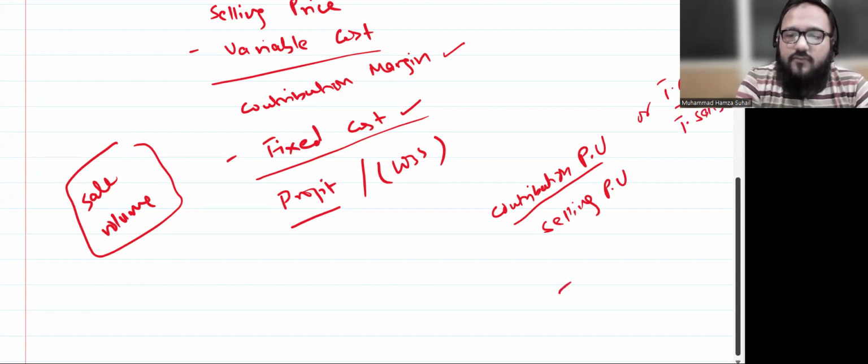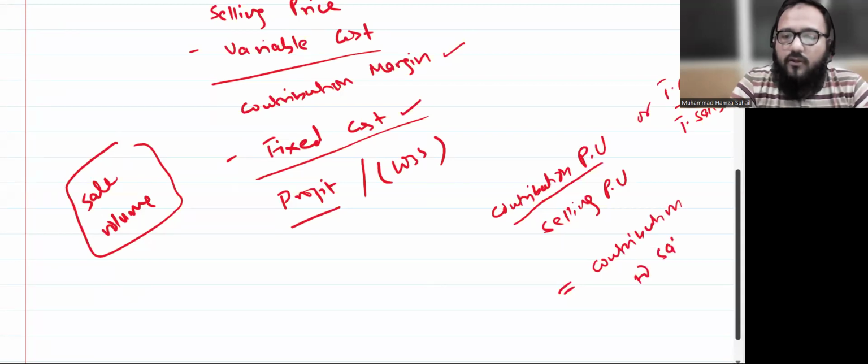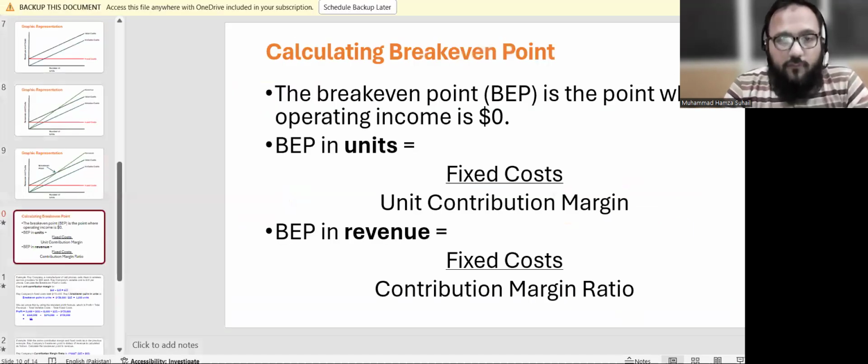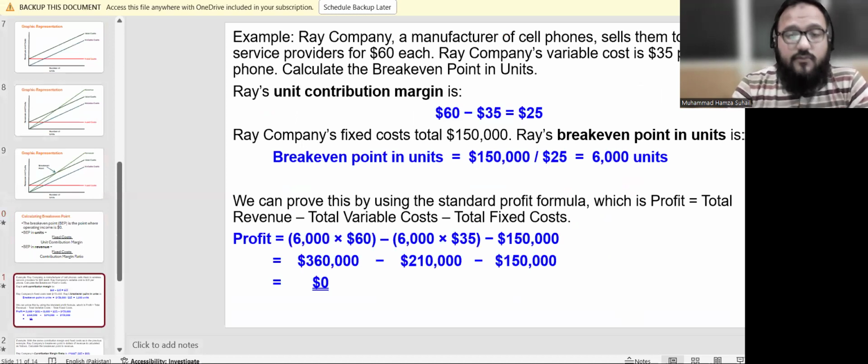So this will give us a ratio which is called the contribution to sales ratio, and we can always give it a nickname of CS ratio. Okay, so going back to our slide, if we need to calculate the break-even point in revenue, we need to divide the fixed cost by the contribution margin ratio, which is also known as the contribution to sales ratio, and this will give us the break-even point in dollar amounts.